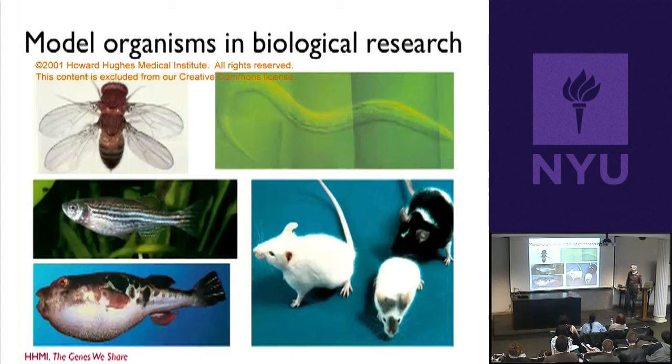And zebrafish are a common laboratory organism because they're closer to us, but they're very easy to raise in large numbers, and you can study them and do genetics almost as conveniently as you can with, say, flies. Anyone know what these fish are?